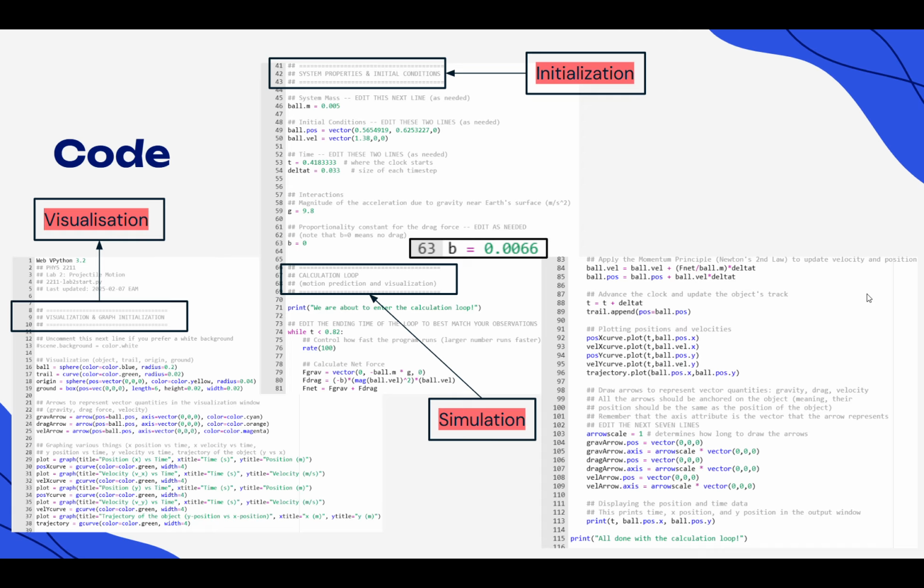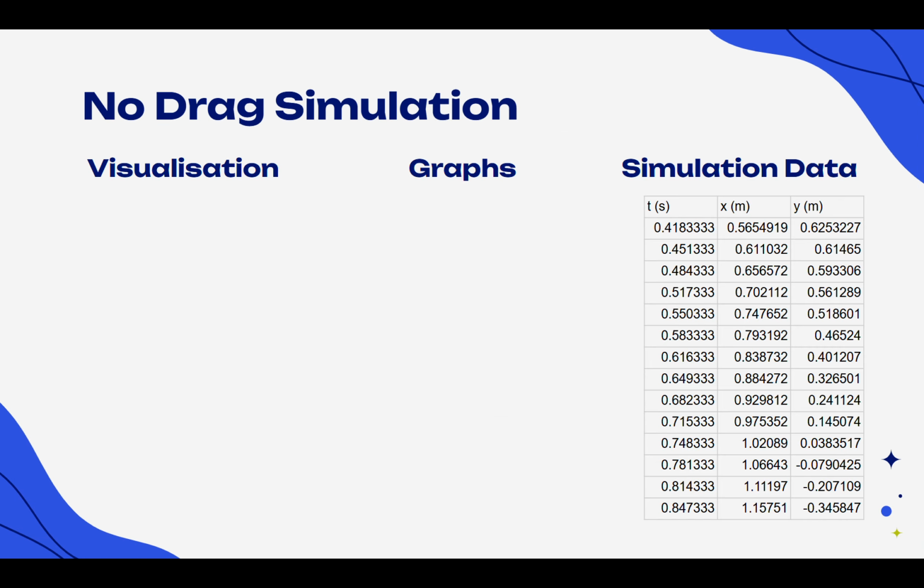So this was the code that was used in the computational model. There are three main parts: the visualization, which shows an image of the actual projectile motion, as well as the initial conditions from before; b equals 0 for the model without drag, and b equals 0.0066 for the model with drag. And there's also a calculation loop which brings about the actual graphing and the data points.